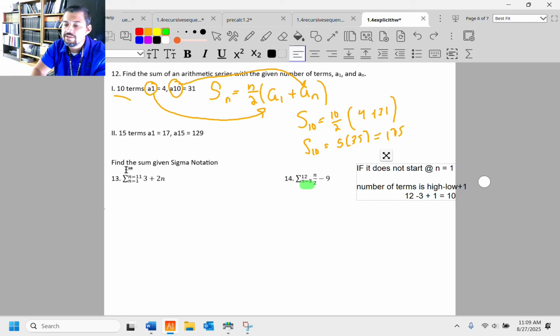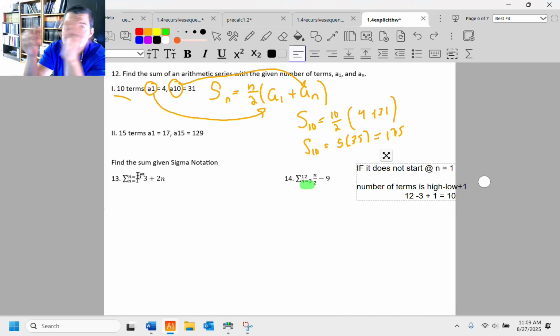A lot of kids just like to look at the top number and think it has 11 terms. That works on this one. This one has 11 terms. If you had 11 fingers and you started counting at 1, guess how many fingers you'd hold up? You'd hold up 11 fingers. But if you start at 3, 4, 5, 6, 7, 8, 9, 10, 11, 12, it took all 10 fingers to count from 3 to 12. So anyways, we have 10.